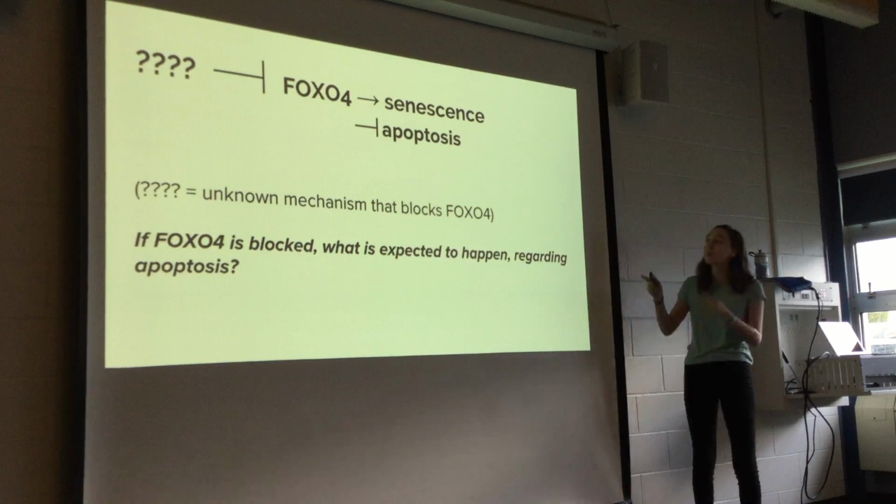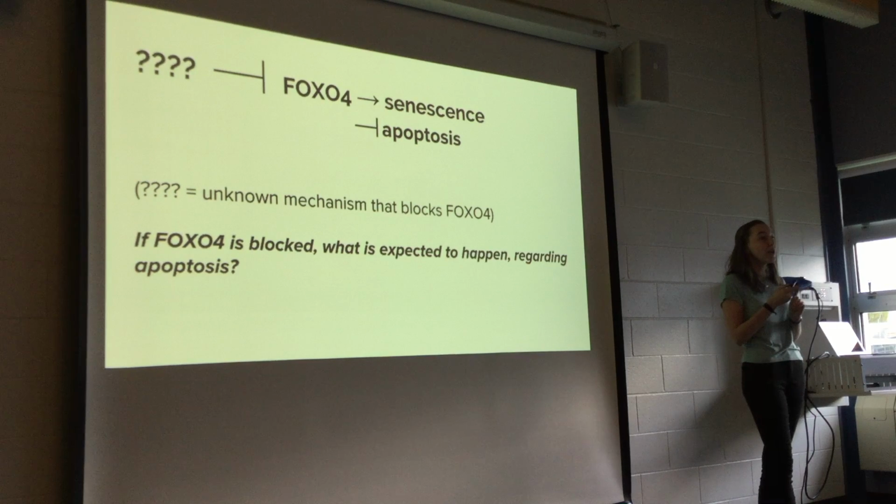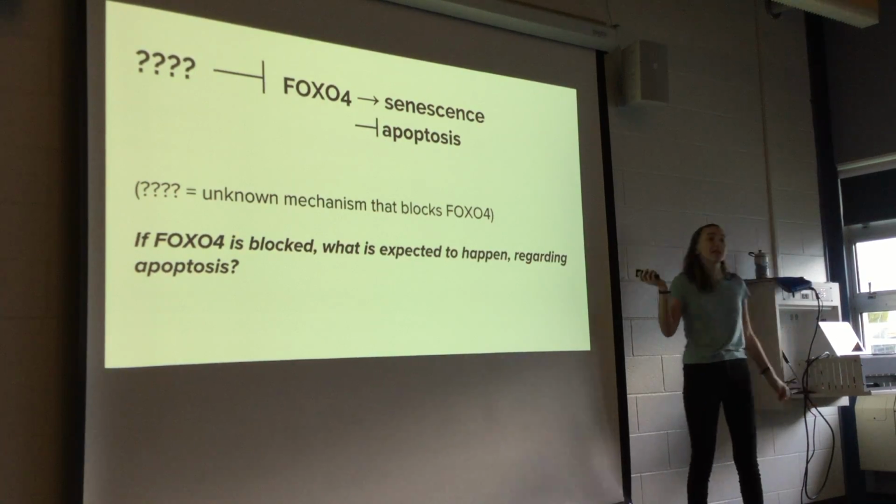I know it's kind of confusing because there's two inhibitors, and you could think of two inhibitors as negative, canceling out. So if you were to block FOXO4, what would you expect to happen in terms of apoptosis?